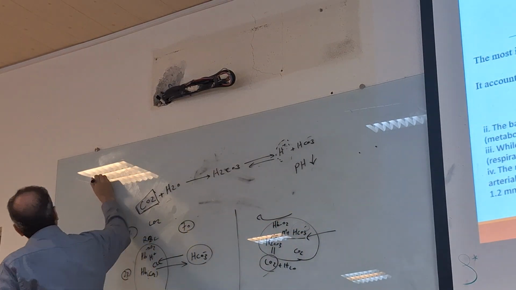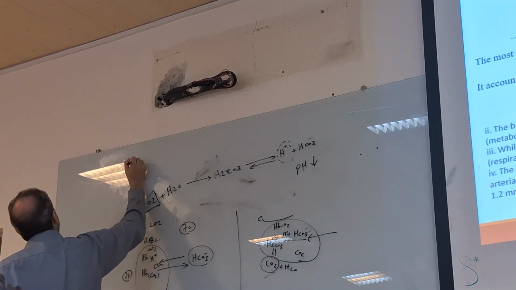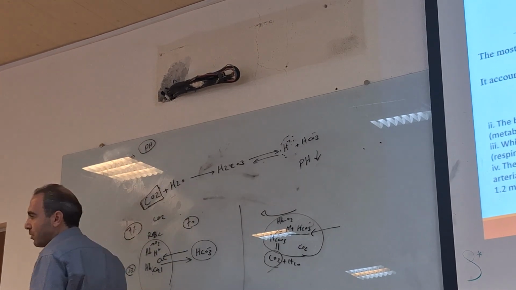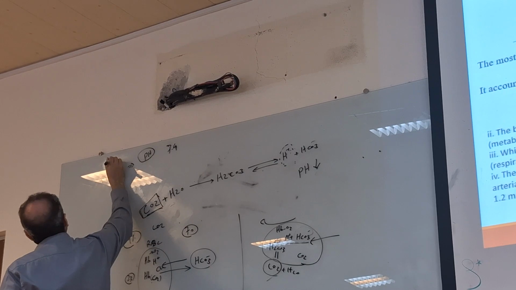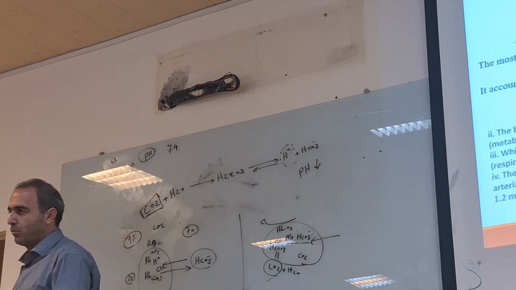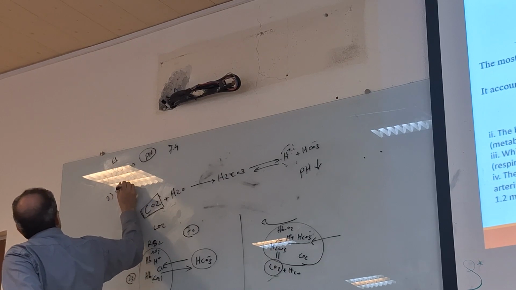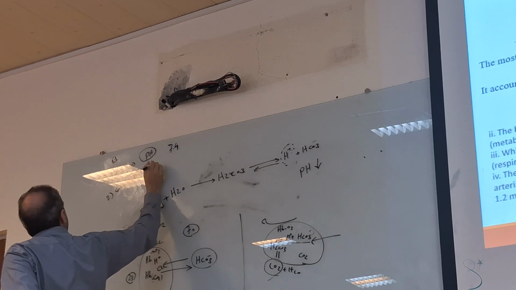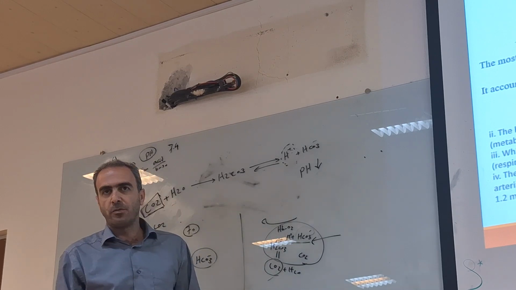One of them is the pK, which should be near to the pH. In our body, our pH is 7.4, but the pK is 6.1. It's somewhat low. The second one is the concentration of acid and base. If they are equal, it is so good.